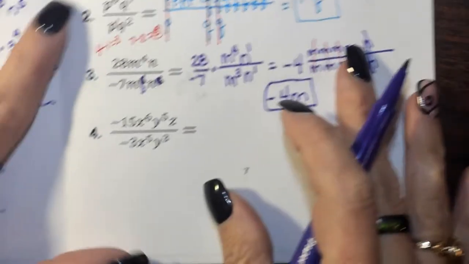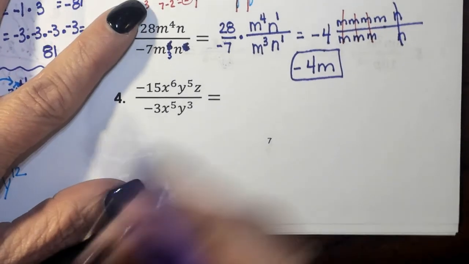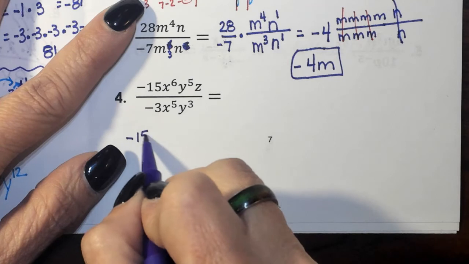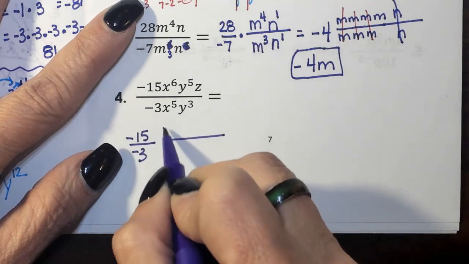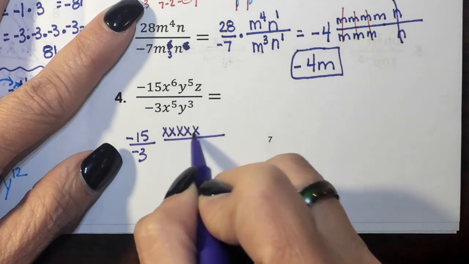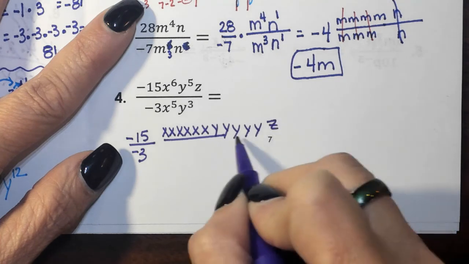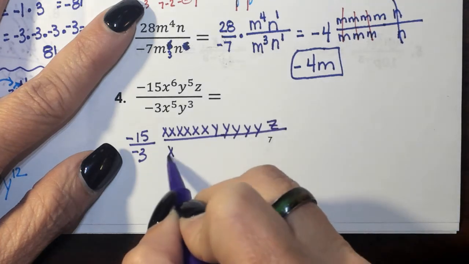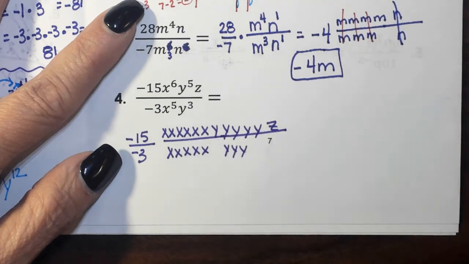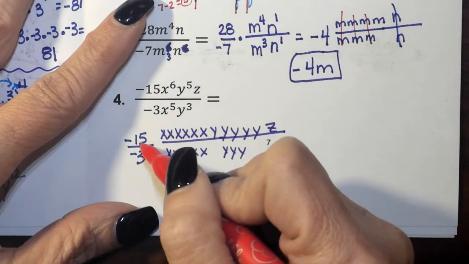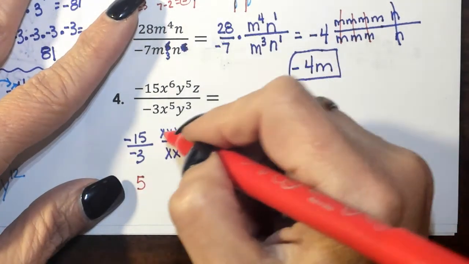Okay, here we go. I'm going to leave you just a second. Let you kind of look at it. Now I'm going to break it apart. And I'm going to say negative 15 over negative 3. And then I'm going to have 1, 2, 3, 4, 5, 6. 1, 2, 3, 4, 5. And a z. And then I'm going to have 1, 2, 3, 4, 5. 1, 2, 3. And no z's. All right. Negative 15 divided by negative 3. Oh, I said the answer is 5.